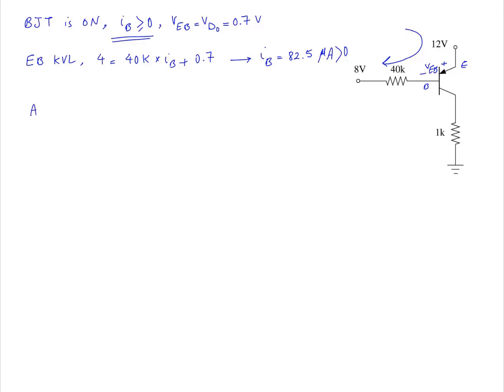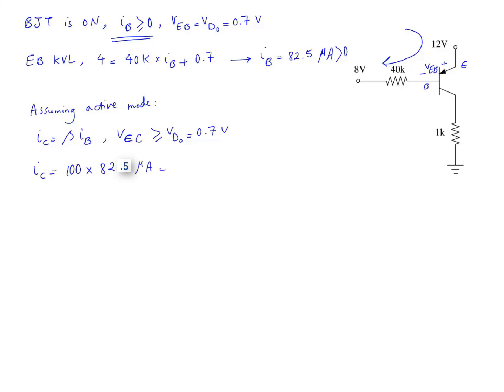Assuming that it's in active mode, I'm going to have I C equal to beta times I base, because this is the condition of the transistor operating in the active mode, and the voltage of emitter to collector, because this is a PNP transistor, I'm going to use V sub EC. So V EC is going to be greater than or equal to V D0, which is 0.7 volts. Now I know the value of I B, so I can find the value of I C. I know beta is equal to 100, the current gain, multiplied by 82.5 microamps. That gives me 8.25 milliamps.